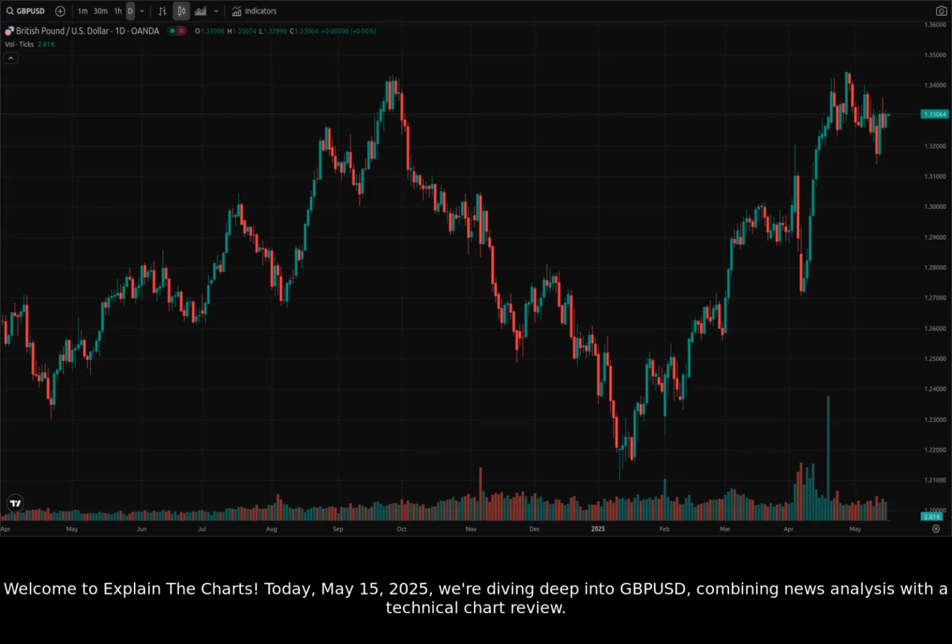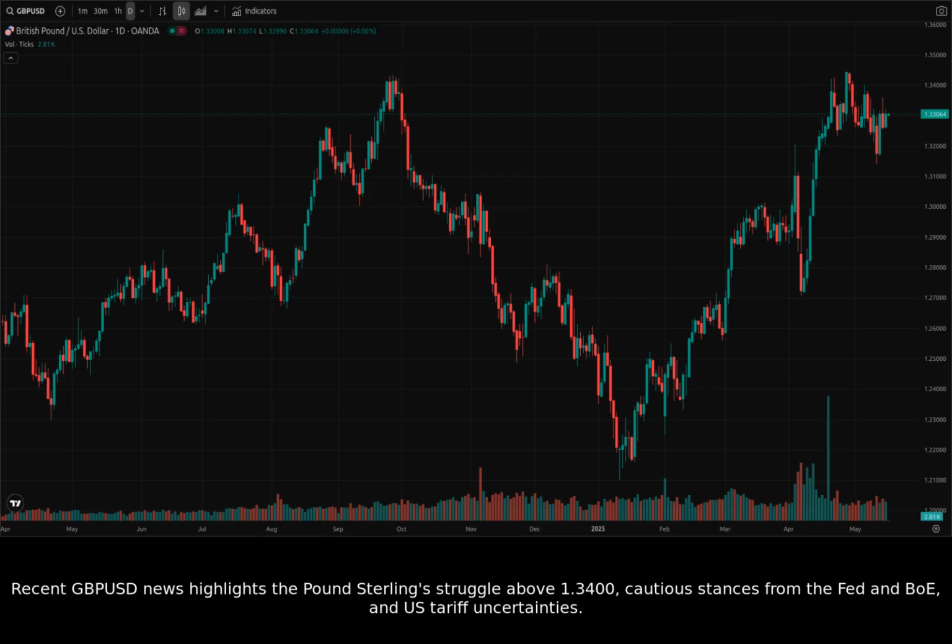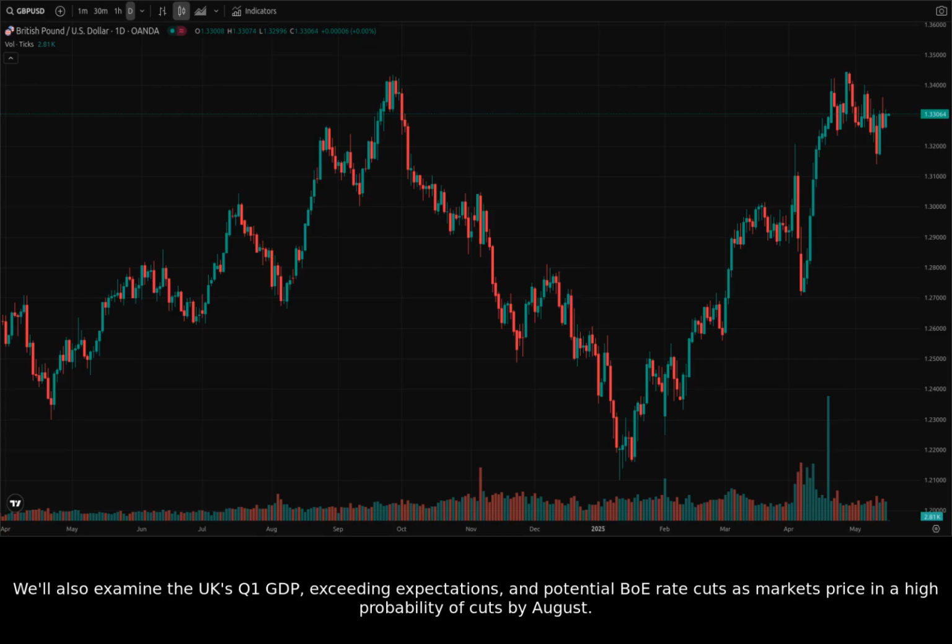Today, May 15th, 2025, we're diving deep into GBPUSD, combining news analysis with a technical chart review. Recent GBPUSD news highlights the pound sterling's struggle above 1.3400, cautious stances from the Fed and BoE, and U.S. tariff uncertainties. We'll also examine the UK's Q1 GDP exceeding expectations and potential BoE rate cuts as markets price in a high probability of cuts by August.